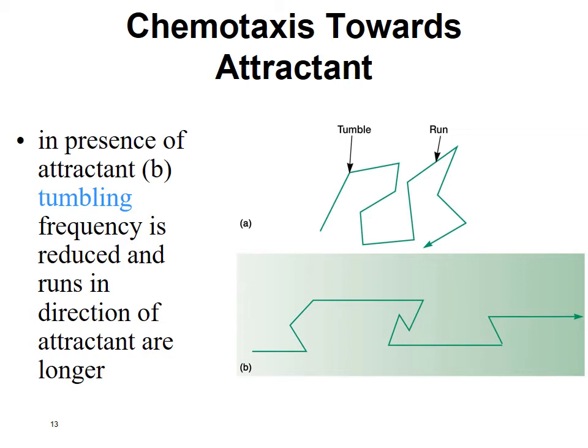In contrast, when the bacterium is exposed to an attractant, it tumbles less frequently, or it has longer runs when travelling towards the attractant. Even though the tumbles can still orient the bacterium away from the attractant, over time the bacterium gets closer and closer to the attractant. And the opposite response occurs with a repellent.